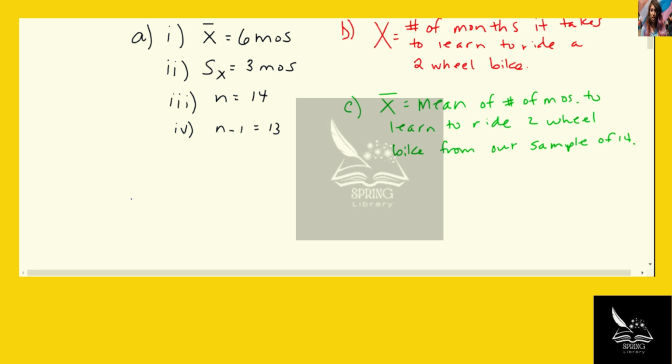All right, so part D asks us then, what distribution should we use? We are going to have to use the t distribution. The reason we have to use the t distribution is because sigma, the population standard deviation, is unknown.